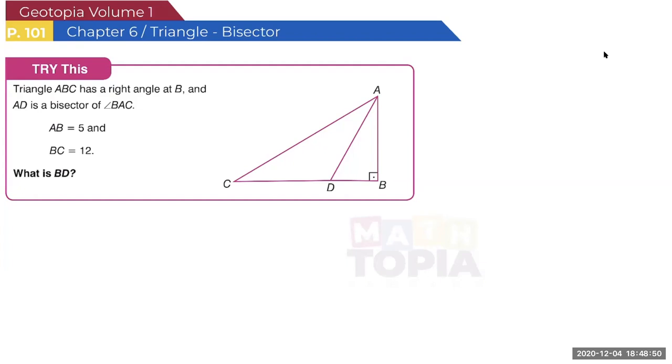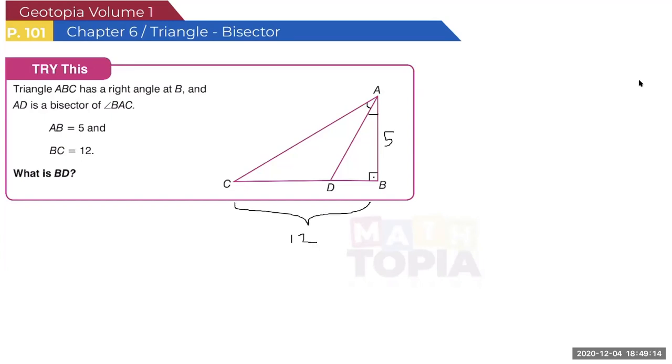We are solving side problems, page 101. Try this problem. Let's see. Yes, so we have an angle bisector right here, and it gives us AB is 5 and CB is 12.